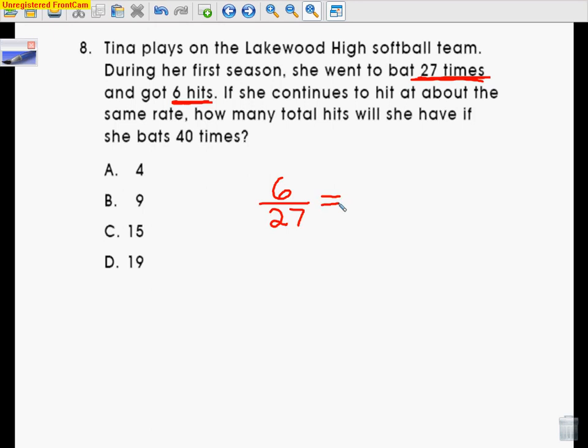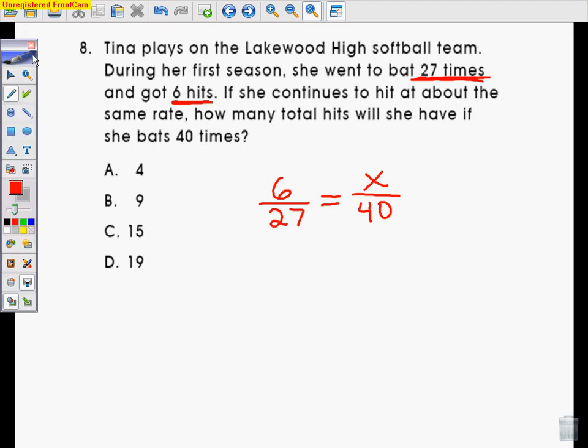as in the second part of the problem, if she continues to hit at about the same rate, how many total hits will she have if she bats 40 times? So next time we know that she's going to go up 40 times total, but we don't know how many times she's actually going to hit. So we're going to use this proportion to solve.